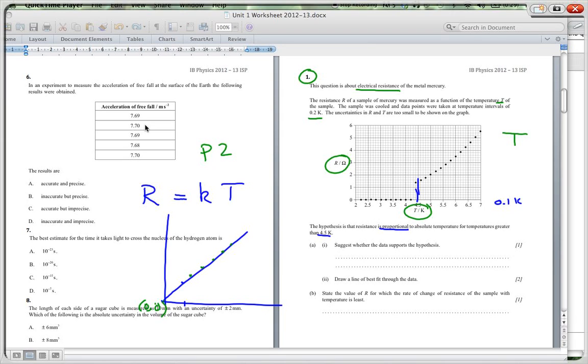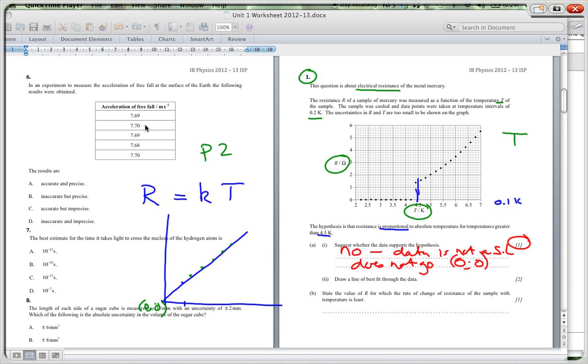So that's the prediction. Suggest whether the data supports the hypothesis. So is this a straight line? No, and you can't just say a yes or no answer. You have to give a reason to get your 1 mark. The data is not a straight line, and also does not go through the origin, the 0, 0 point.